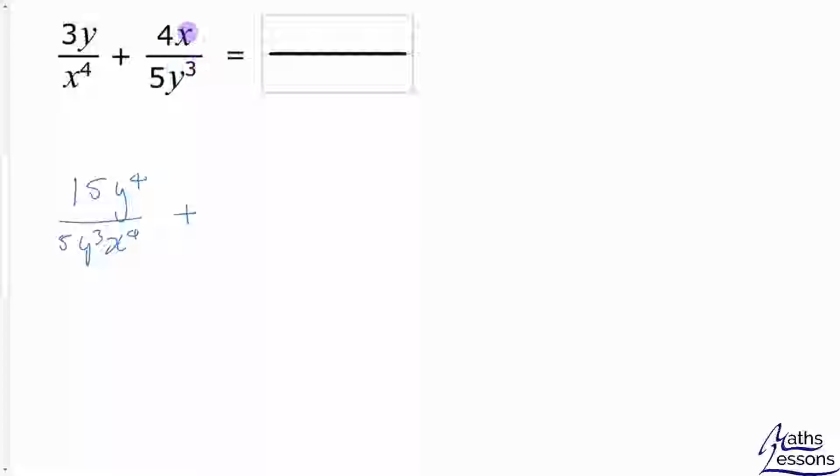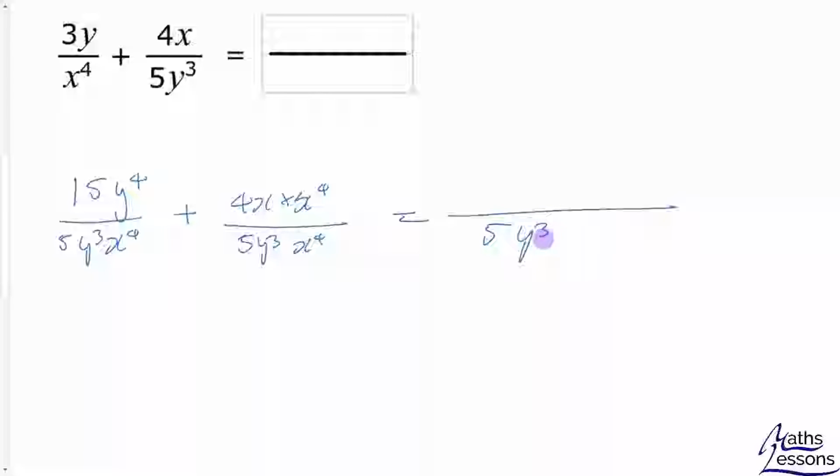On the top, times top and bottom by x to the 4. So we get 4x times x to the 4 on the top, and we got 5y cubed times x to the 4 on the bottom. So it's all over 5y cubed x to the 4. We've got 15y to the 4 plus 4x to the 5.